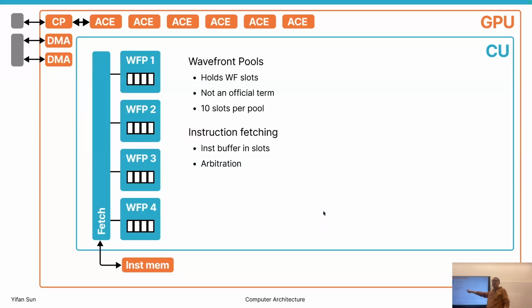There's a fetch unit that connects with the instruction memory to fetch instructions for the wavefronts. I'm just drawing four wavefront slots in each wavefront pool, but just imagine there are 10 of them. This fetch unit is mainly an arbiter. What is an arbiter? An arbiter is needed when multiple entities are competing for one resource. Then the arbiter needs to decide who gets the resource. Okay, question?